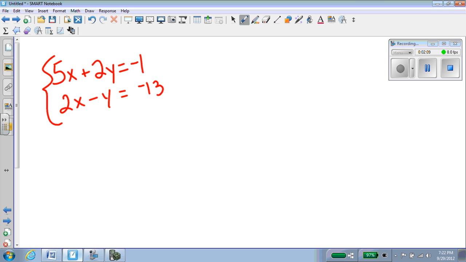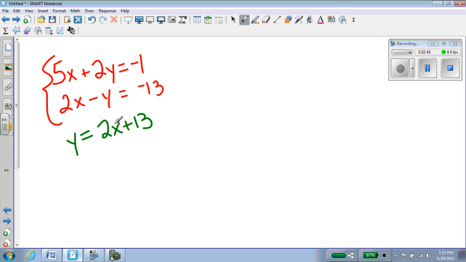Okay, let's try this again. In order to do substitution, it has to be true that one of your two equations is either y equals or x equals. So of these two equations, I think it's going to be easier to take this second equation and make it y equals. I will add y and I will add 13. So it will be y equals 2x plus 13.